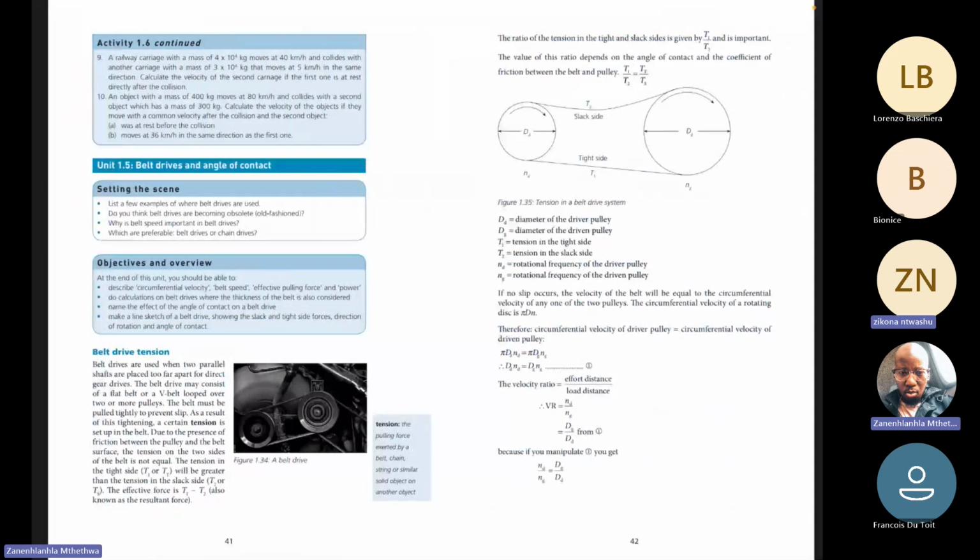And then this we have to do as well. Belt drives. So the belt drives we are going to do now. We are going to look at one exercise which is similar to the one that is going to be in your test.